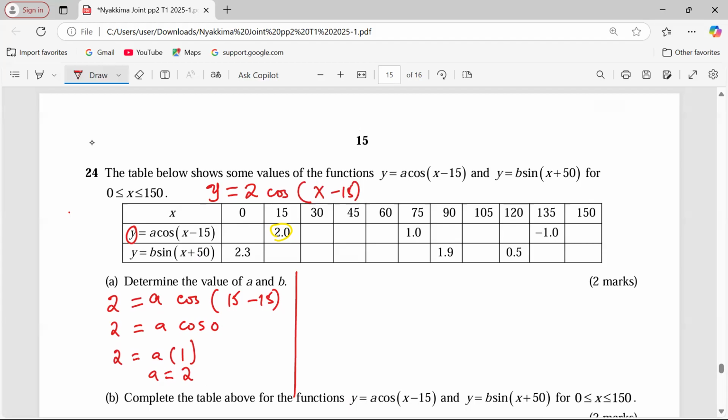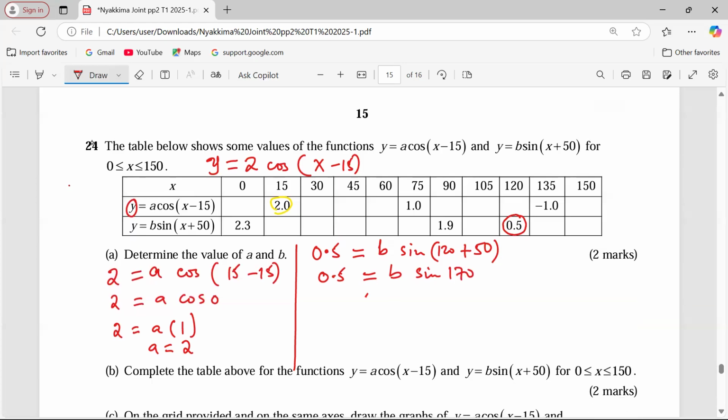Now, the second function, whereby the value of y is given by b sine x plus 50, and one of the provided values is here. We can even use a half. Any value can be used. So half equals b, the sine of x plus 50. And what is x for this particular case? X is 120. So we need 0.5 equals b sine of 170.